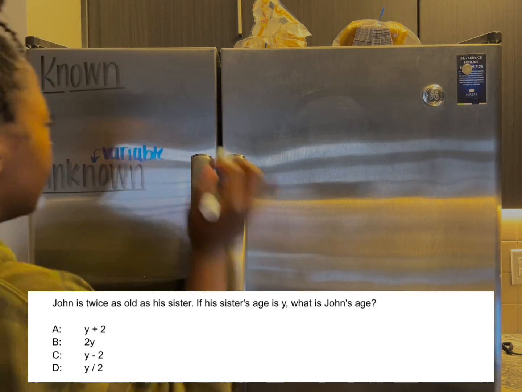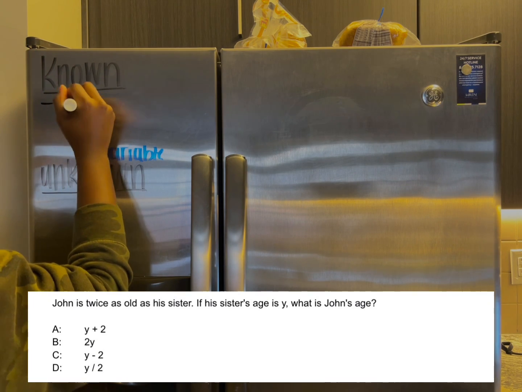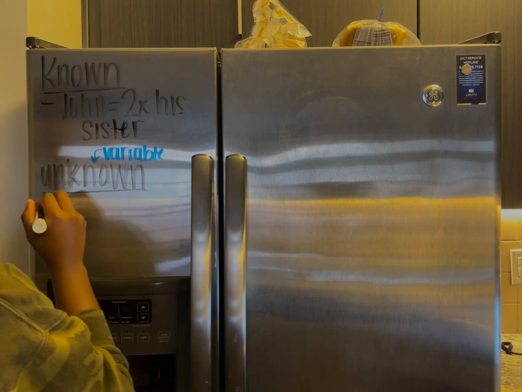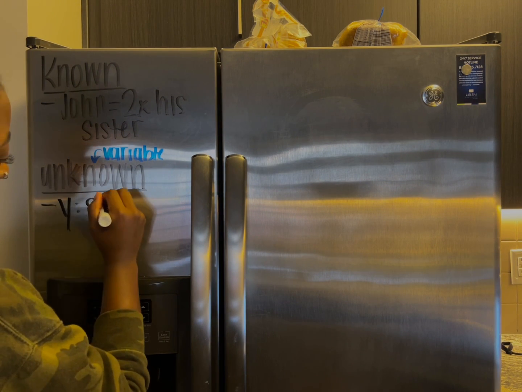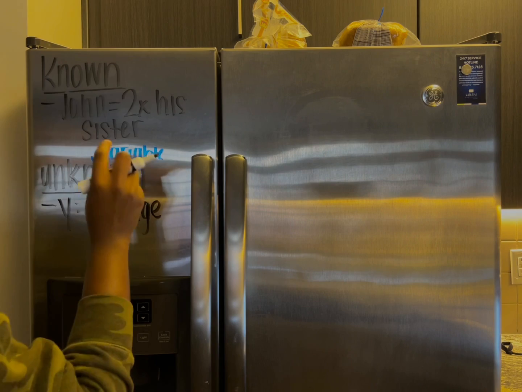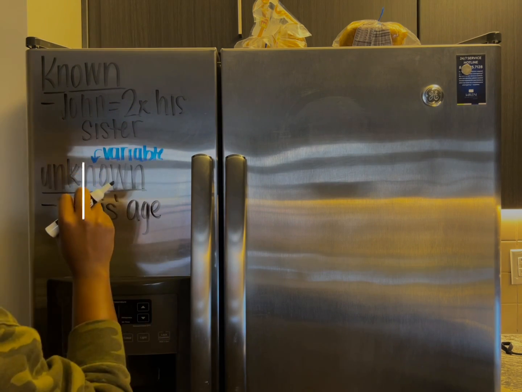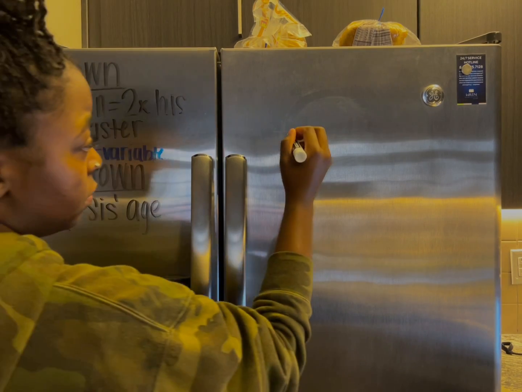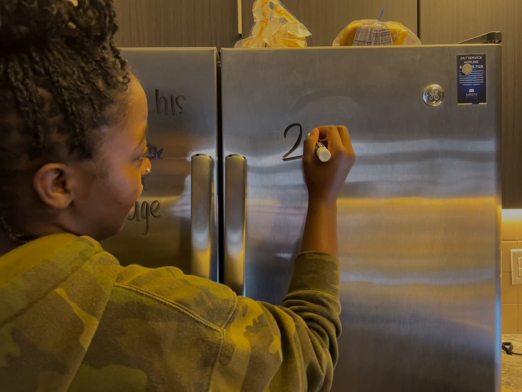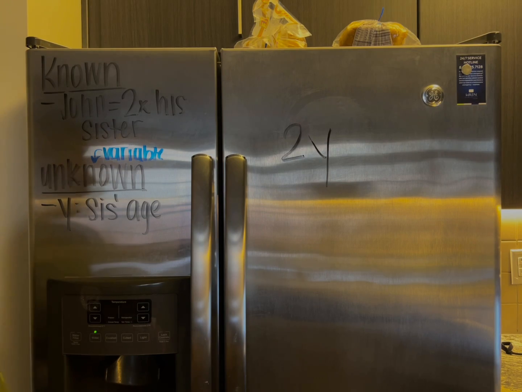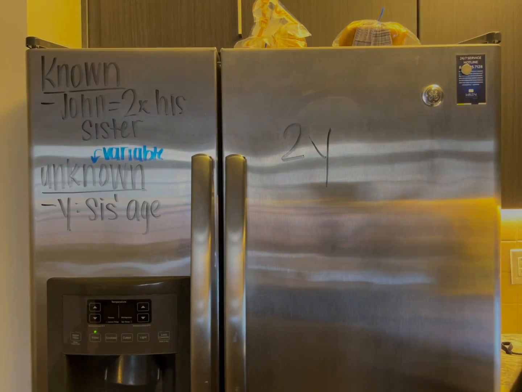We know that John is twice as old as his sister. Okay? We do not know how old John's sister is. They already gave me my variable: Y, sis's age. Okay? If it's twice his sister, twice tells me to multiply. So 2 times however old his sister is, because it's twice as much. Okay? So identifying those words is going to be your key.